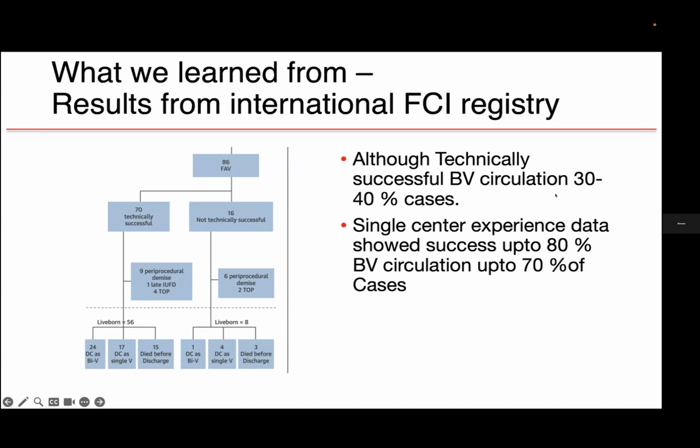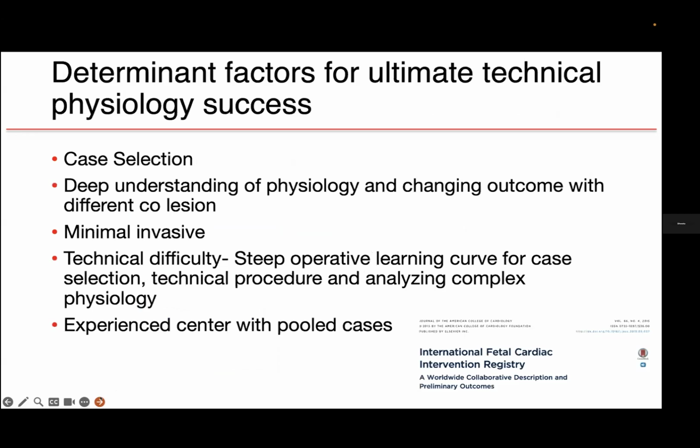In their entire series, you can see that biventricular circulation was achieved only in 30 to 40% of the cases. But when they analyzed the single center experience data, the success rate was up to 80%, and biventricular circulation was even achieved up to 70%. So why is this differing? Whenever there is multi-center data collected for fetal procedures, there is a steep learning curve in the selection of cases.